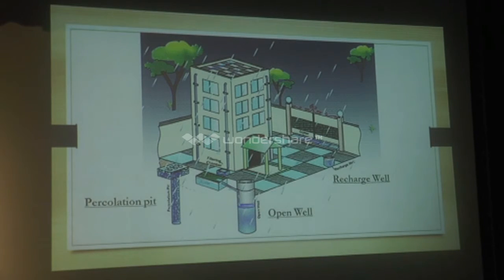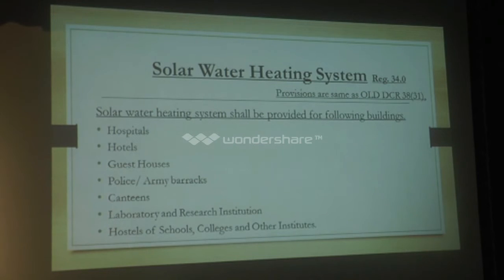So this is a digital image where a recharge well is shown. Then the open wells are shown where the surface water and the water from the terrace can be accumulated. Even the percolation field, where the runoff water will come and percolate in the field. Next. So solar water heating system, regulation 34. The earlier provisions are the same as DCR 38, 31. The solar water system shall be provided for the following buildings: hotels, hospitals, guest houses, police and army barracks, canteens, laboratories, research institutes, hostels, schools, colleges, and other institutes.